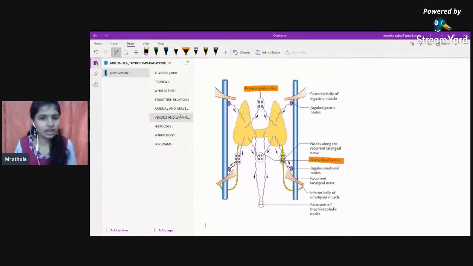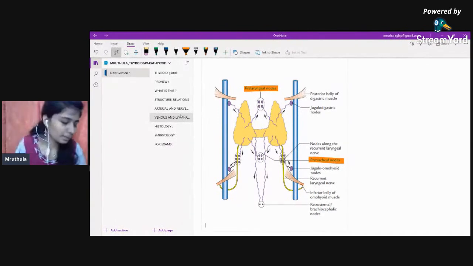What is near total? Near total means it is not totally removed, but most of the gland has been removed. So only a little part is left. Why is it left? Commonly, this is because of preservation of the parathyroid glands. So what are parathyroid glands? These are also endocrine glands. They are present on the posterior aspect of the thyroid gland. They secrete parathormone, which has the main function of increasing the calcium level in the blood.